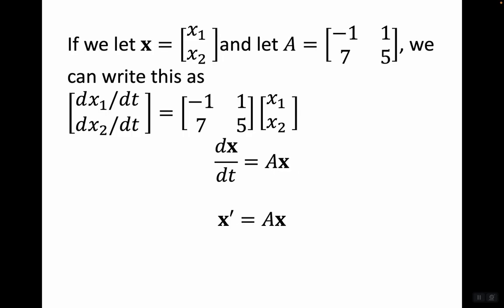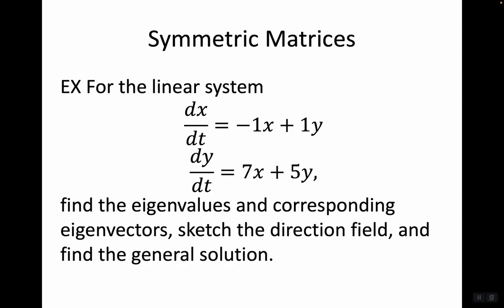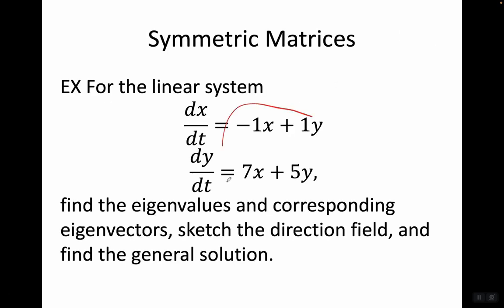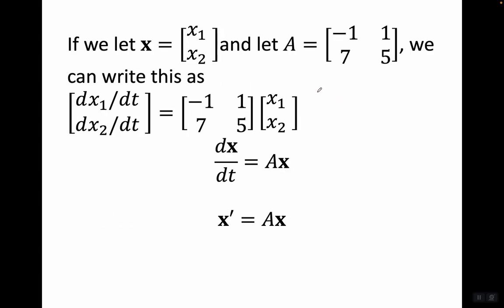If we let x equal (x1, x2), and let A equal this matrix, negative 1, 1, 7, 5, I think you can see where that's coming from, right over here. Then we can write this as dx1/dt, dx2/dt equals the matrix negative 1, 1, 7, 5 times x1, x2. In other words, dx/dt equals Ax, or x prime equals Ax.